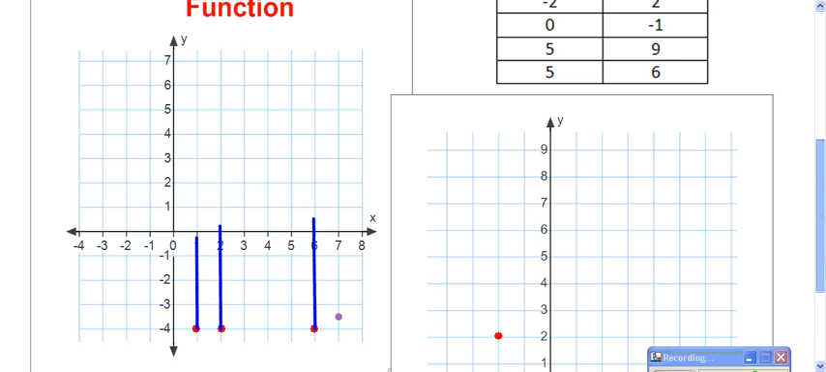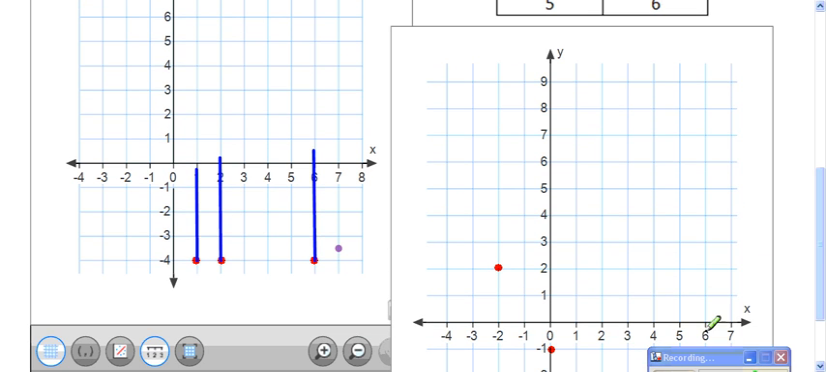My third is 5, 9. And I have 5, 6. Remember, if I were to use my vertical line test, it'll only intersect your graph in one spot.